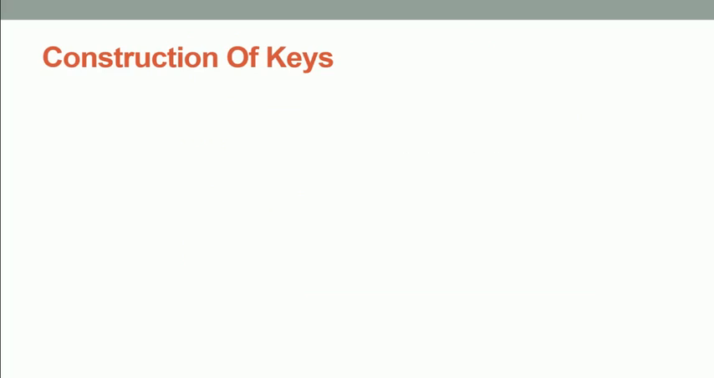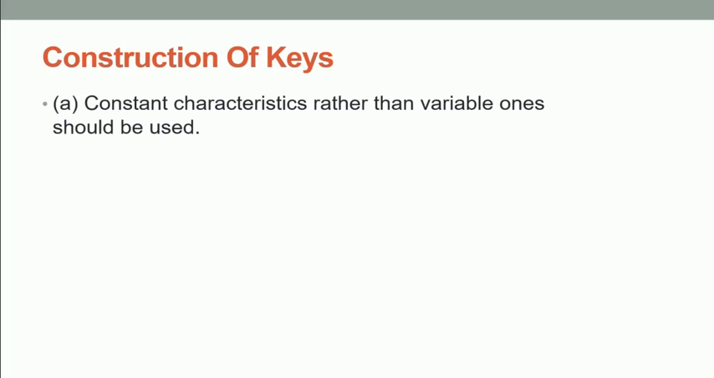Okay, now we move on to the construction of keys. There are several criteria which are taken into consideration while constructing these taxonomic keys. So what are those criteria? First of all, constant characteristics rather than variable ones should be used. That means if I give you 100 specimens, and in those 100 specimens there are some characteristics which are constant throughout all those 100 specimens.